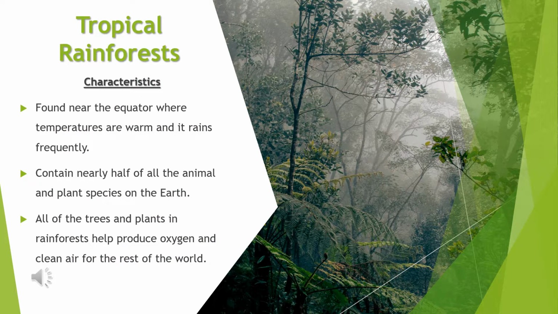Tropical rainforests are similar to temperate forests in that many trees make up the forest, but there are many differences between the two. Tropical rainforests are found near the equator, where temperatures are warm and it rains frequently. These forests contain nearly half of all the animal and plant species that are found on Earth, which is quite a lot. All of the trees and plants in rainforests actually help to produce oxygen and clean air for the rest of the world. Tropical rainforests are incredibly important not only to the animals that live there, but to the rest of the world as well.